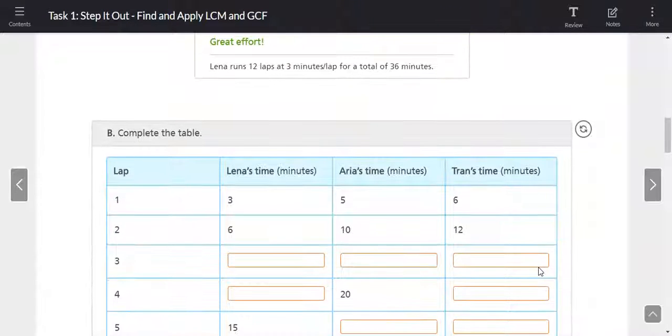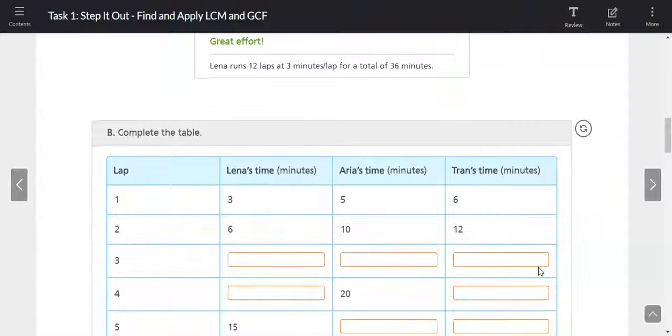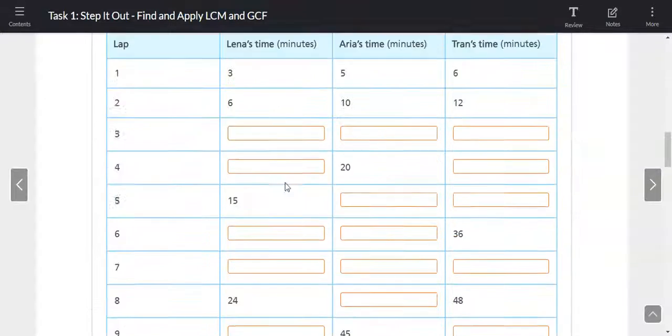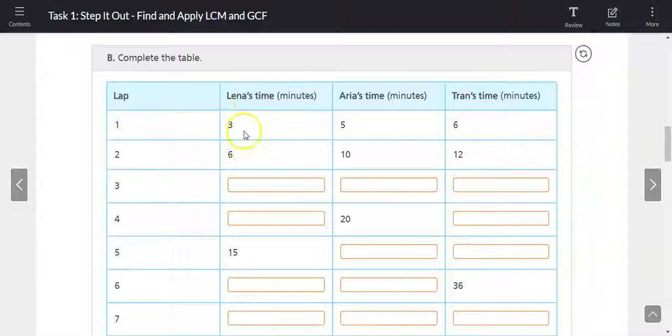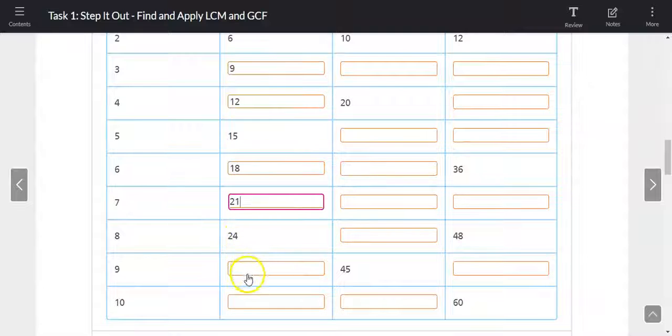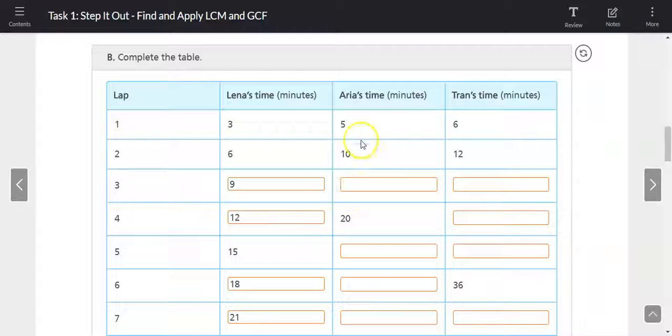We're going to complete the table. So lap 1, we're going to do Lena first. So 3, 6, we're counting by 9s, or not 9s, I'm sorry, 3s. 3, 6, 9, 12, 15, 18, 21, 24, 27, 30.